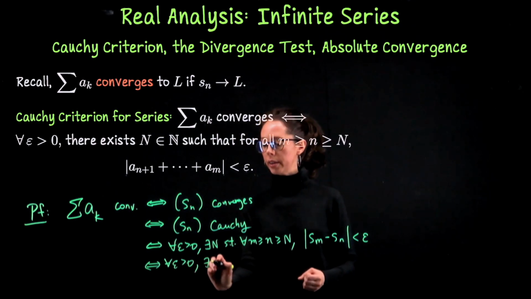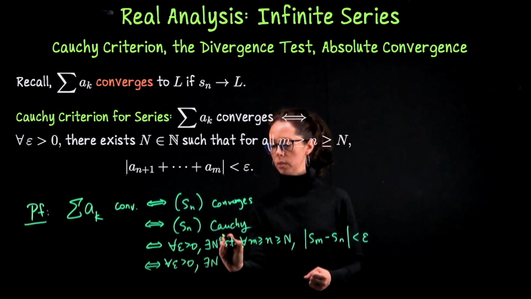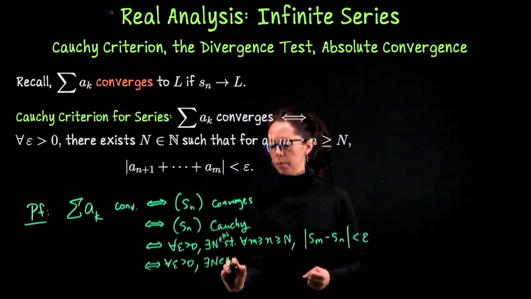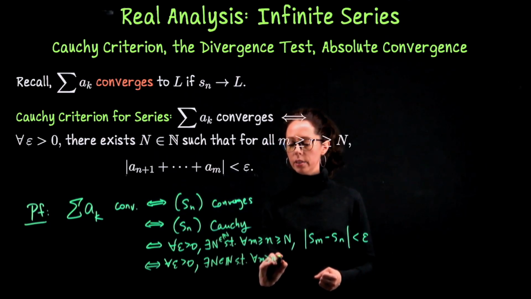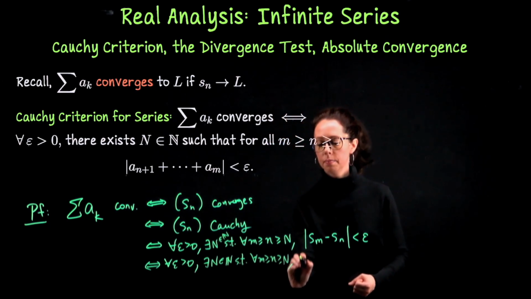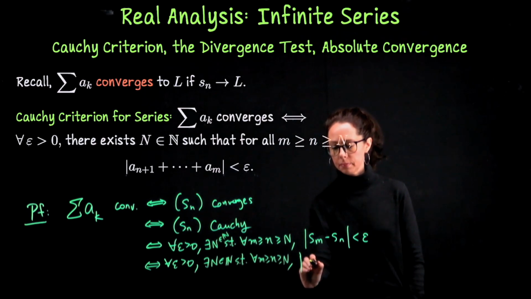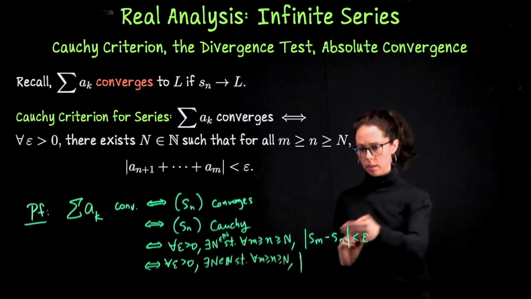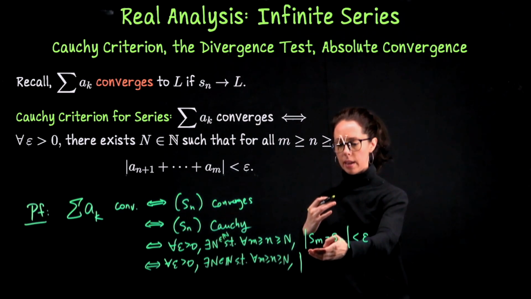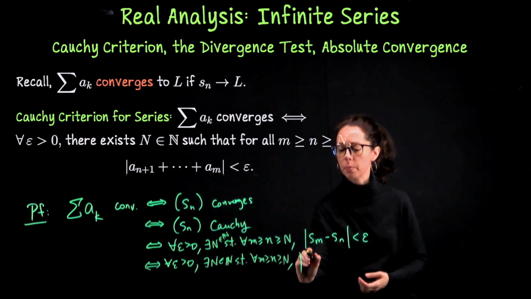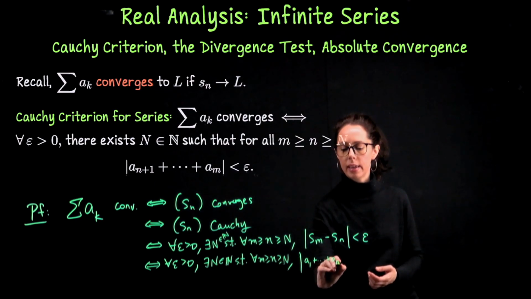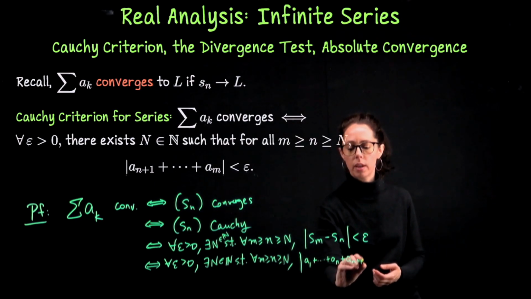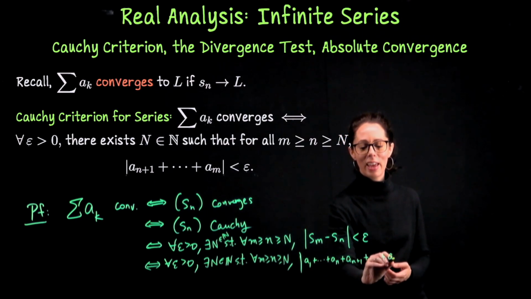For all epsilon greater than 0, there exists a threshold index, capital N, such that for all m greater than or equal to n greater than or equal to capital N, let me write out S sub n as an actual sum. I was going to do sigma notation, but I think I will just write a1 plus dot dot dot plus an plus 1 plus dot dot dot plus a sub m.